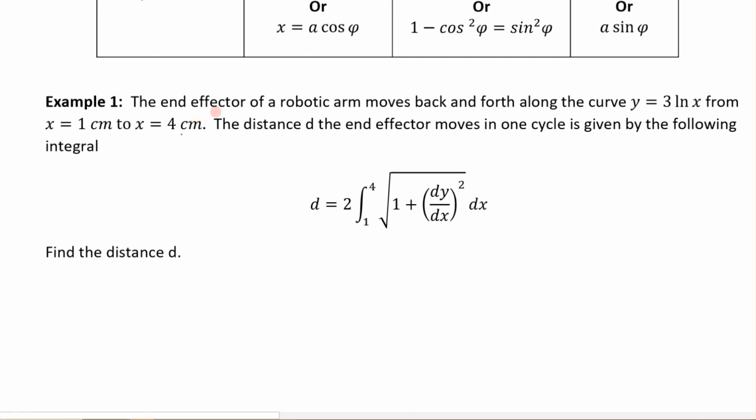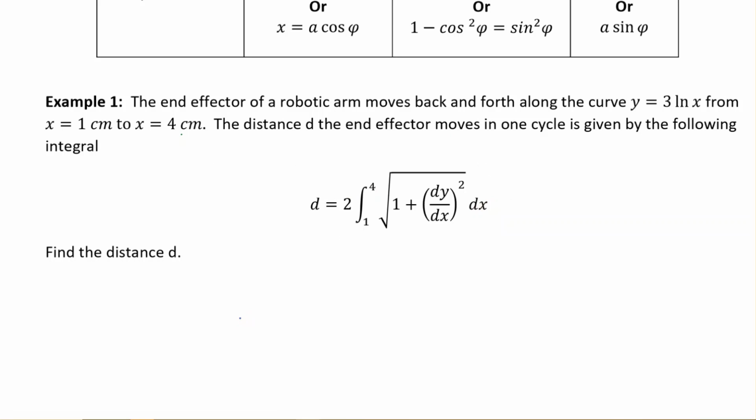So in this example, we are given that the end effector of a robotic arm moves back and forth along a curve from 1 centimeter to 4 centimeters, and the distance d that it moves in one cycle is given by this integral. So we need to find the distance d.